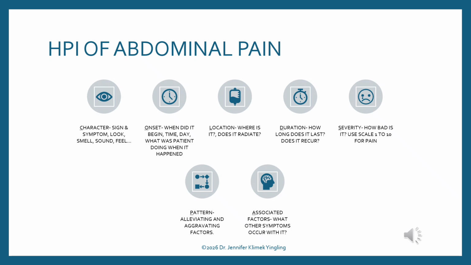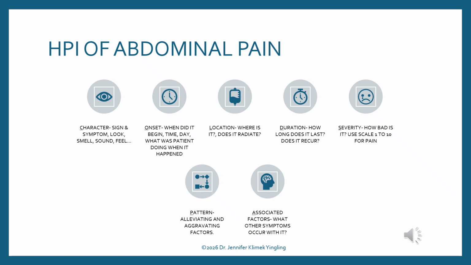So you want to ask your patient, what is the character of the pain? Is it sharp? Is it dull? Is it worse with movement? Onset, when did it begin? The time, the day, what was the patient doing when it happened? Location, where is the pain? Does it radiate? Duration, how long does it last? Does it recur? Severity, how bad is it? You want to ask your patient to scale their pain on a 1 to 10 scale and document it as such.